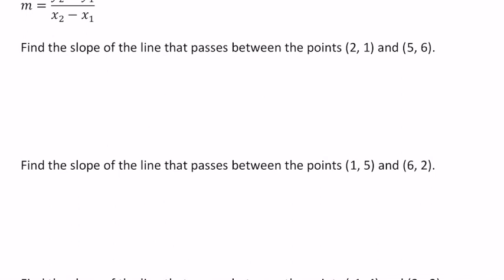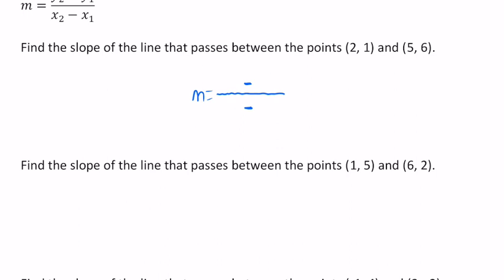Keeping in mind the formula slope equals y2 minus y1 over x2 minus x1, suppose we want to find the slope of the line passing between the points (2, 1) and (5, 6). I'll often write out a fraction and put a minus sign in the middle of the top and a minus sign in the middle of the bottom.